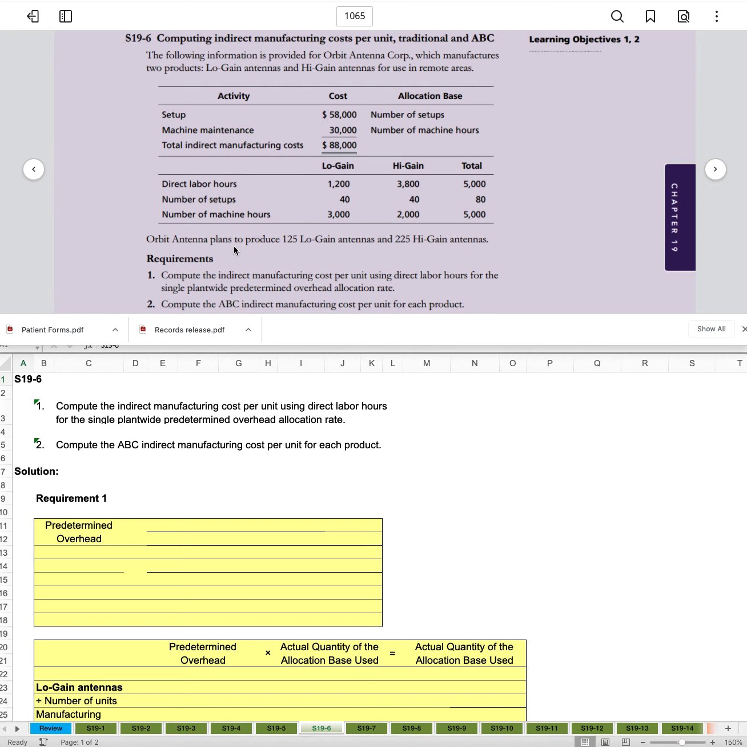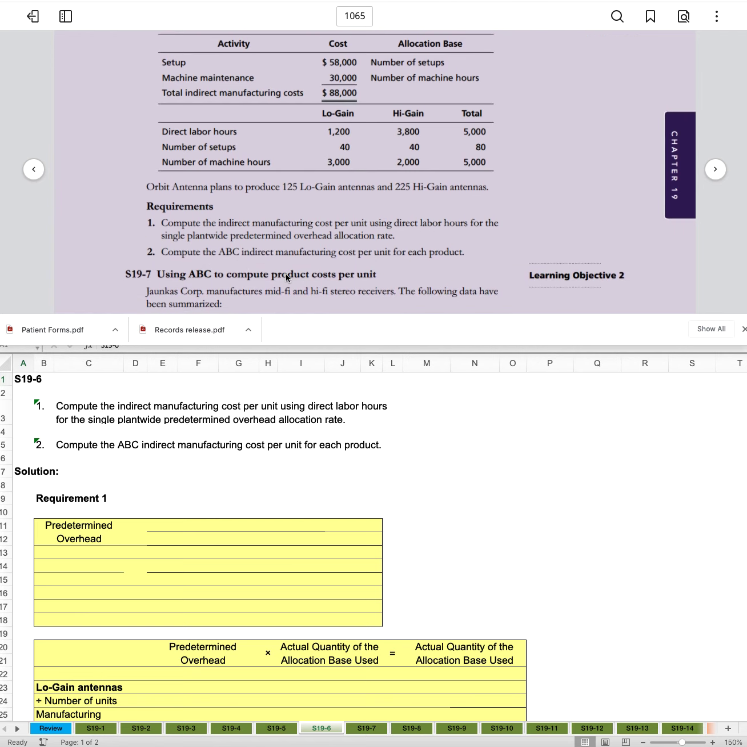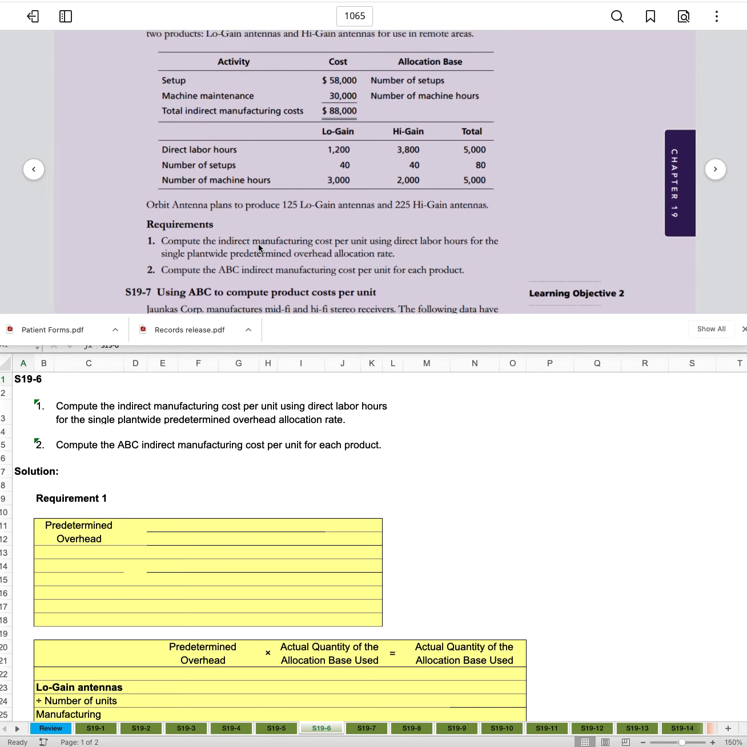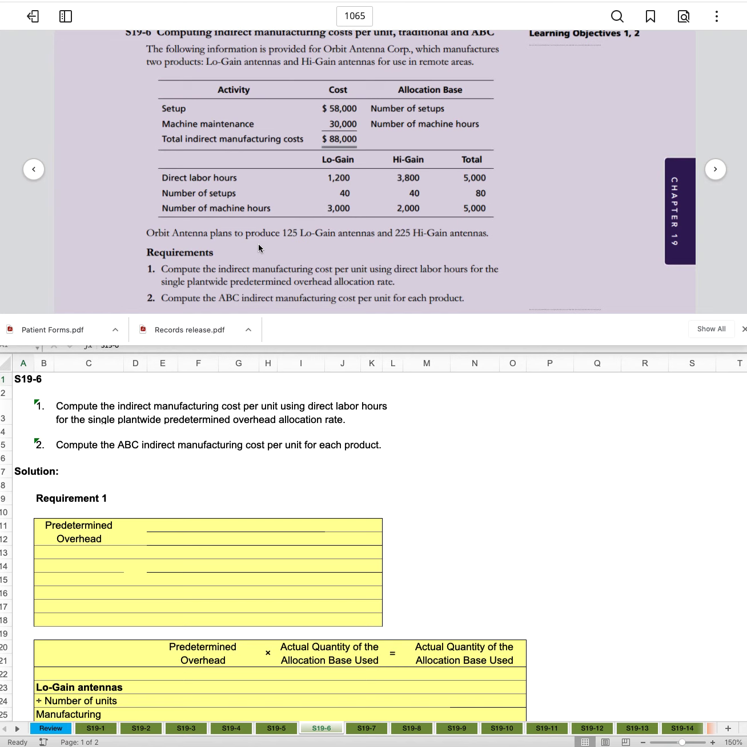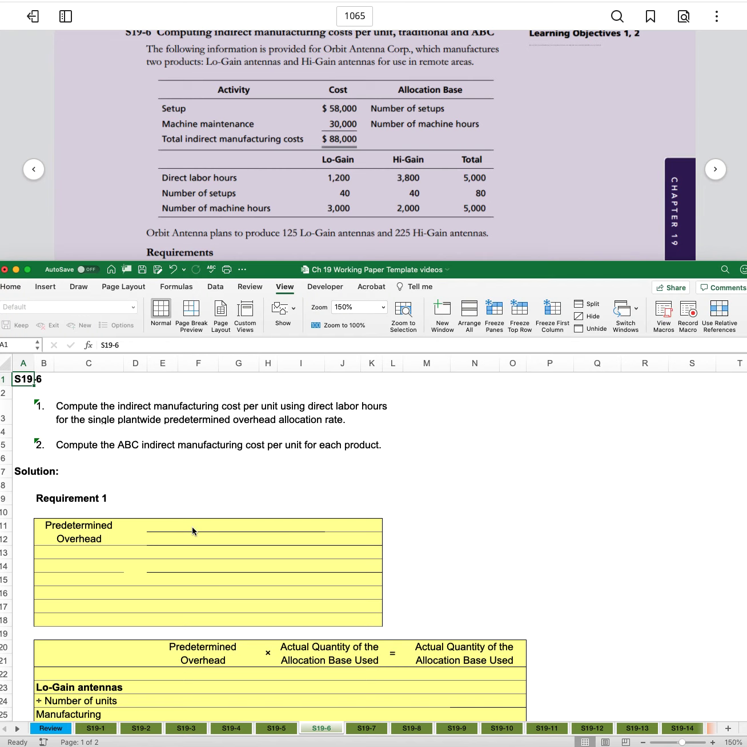Orbit Antenna plans to produce 125 low-gain antennas and 225 high-gain antennas. Compute the indirect manufacturing cost per unit using direct labor hours for the single plant-wide predetermined overhead allocation rate. Then second, we'll compute the activity-based costing and indirect manufacturing cost per unit for each product. So we'll start out with just looking at the predetermined overhead allocation rate using a single plant-wide rate.